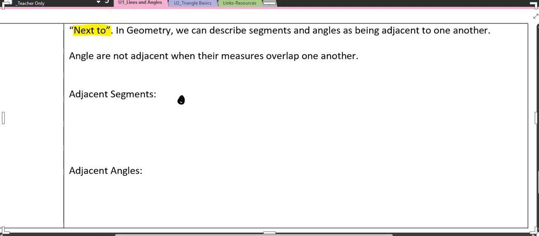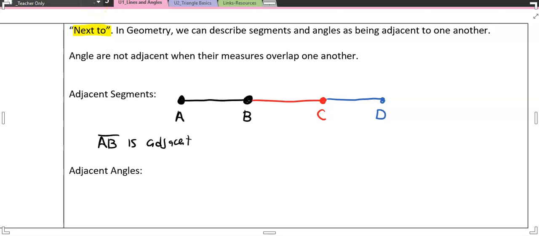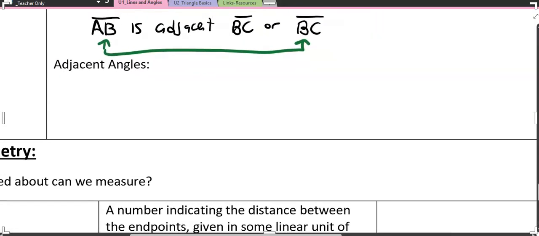So for example, I can draw this segment here, which we'll call AB here in black. Then the next one I'm going to do is a red segment that goes from B to C. And then the last one is a blue segment that goes from C to D. So what we could say is that segment AB is adjacent or next to segment BC. We wouldn't be able to say it's next to CD, but we could say instead of just BC, maybe we could call it BD instead. Because in this situation, AB and BC have the common endpoint of B next to each other, so that would be considered adjacent. Now, the most common way we're going to label or use the term adjacent is for angles.